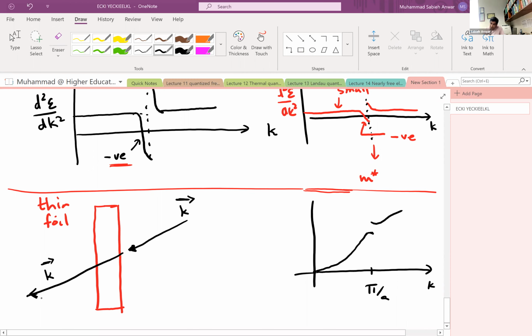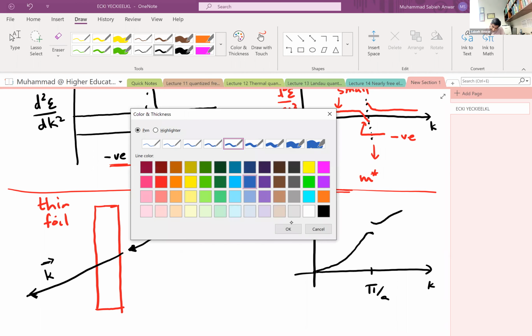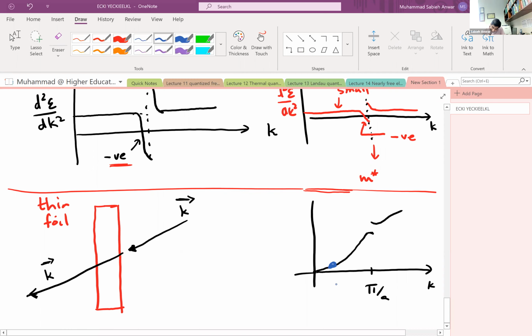Okay. So I'm somewhere on this curve of the dispersion. I'm somewhere here. This is my k value of the incoming electron, right? Now, how do I increase k? In order to increase k, I need to increase the momentum of the electrons. How do I increase the momentum? I increase the momentum by applying a force. How do I apply a force to an electron? I apply an electric field.